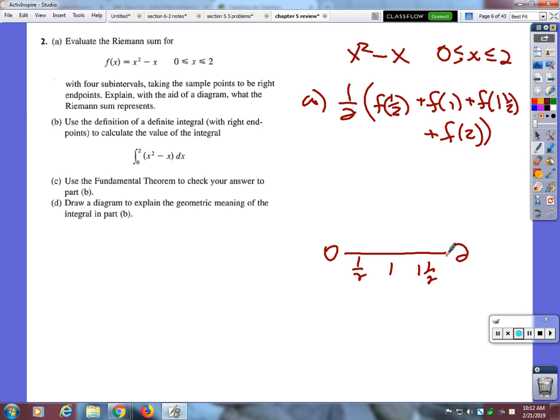And then you also can do this same thing using the fundamental theorem of calculus. The antiderivative of x squared is x cubed over 3. The antiderivative of x is x squared over 2. And then you plug in 2 and you plug in 0 and you subtract. So this is a Riemann sum. It's doing the rectangles. This is an actual integral.